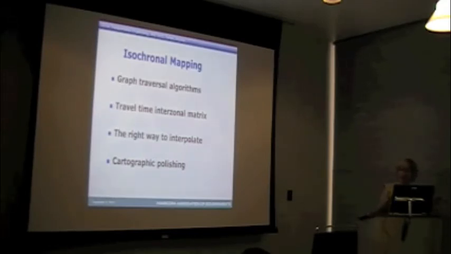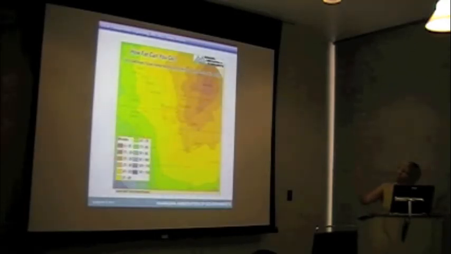Behind the scenes, there is a network. The network is structured as links and nodes, and there is some variation of Dijkstra's algorithm. I'm not sure how to pronounce Dijkstra's algorithm. The software calculates the travel time from where you are located to other places, and then a GIS interpolation is done among the centroids of the zones, and then there's cartographic polishing, and the result is a map like that.